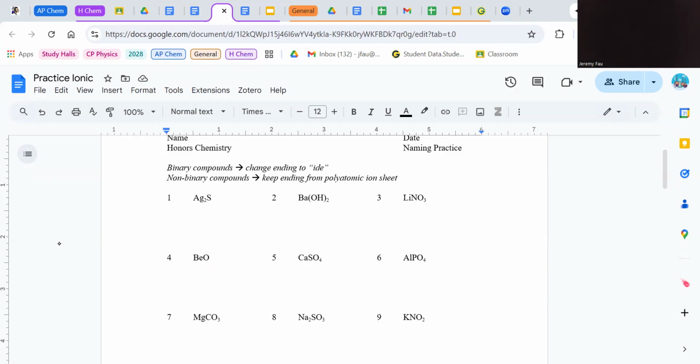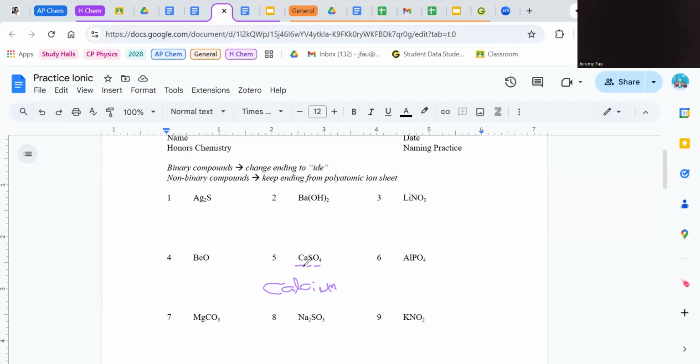All right. Let's look at the next one. So let's look at number five. In five, if we underline it, we have one, two, three capital letters, which means this is a non-binary compound. This is going to use our polyatomics. So when we use our polyatomics, we still name the first element just like we've done before. So Ca is calcium.